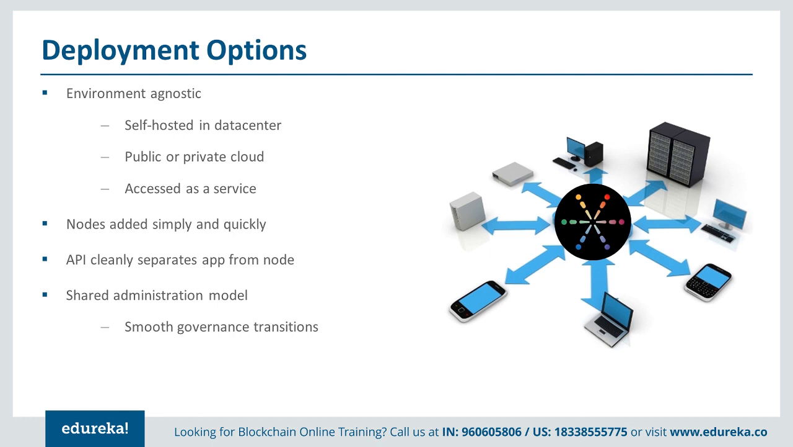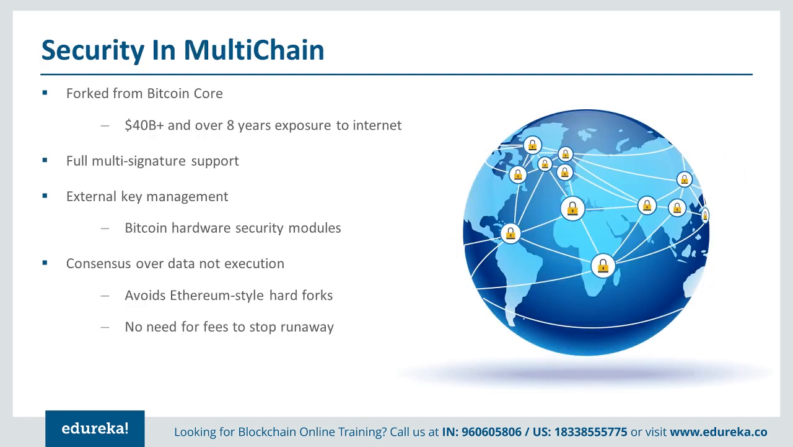API cleanly separates app from node, shared administration tool, smooth governance transitions. It is a fork from Bitcoin Core, so it has got a lot of experience. The reason it was created was because it was initially thought that, based on the success of Bitcoin, MultiChain will also achieve similar kind of a success in a private or a permissioned network. But then this lack of smart contracting ability in MultiChain has actually hampered the basic purpose of this, and therefore it is not used effectively in any domain.